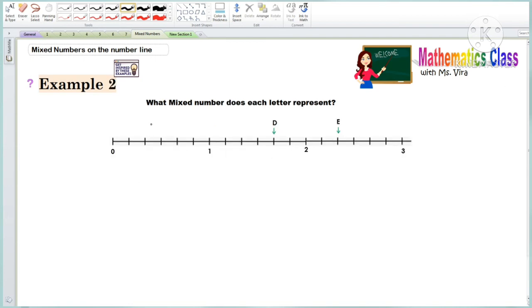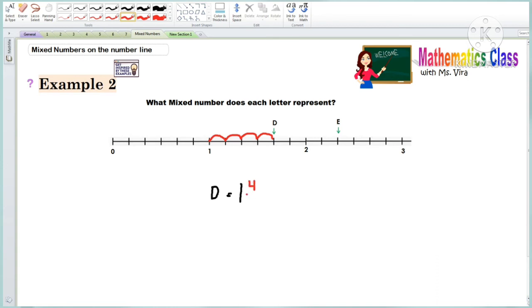Let's see example number 2. What mixed number does each letter represent? We have letter D and E. Letter D, it's between number 1 and number 2. It's over number 1 but not number 2 yet. So the whole number has to be 1. And numerator, we count how many steps from number 1 to letter D. Let's count. 1, 2, 3, 4. 4 steps. So 4 as the numerator.